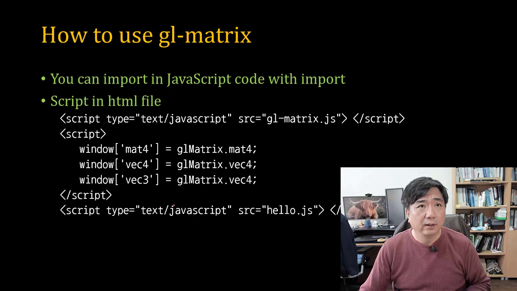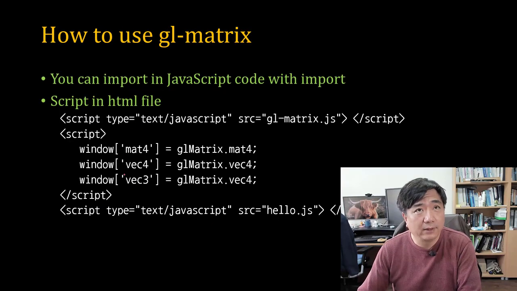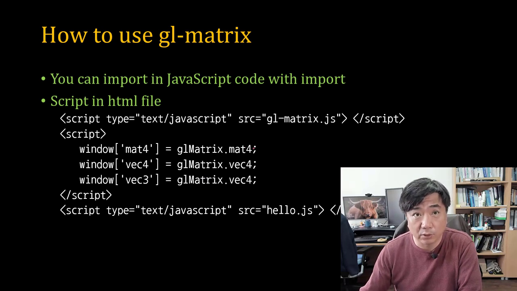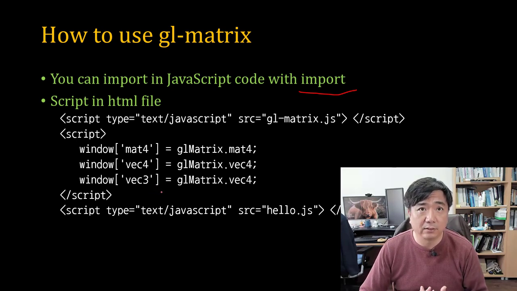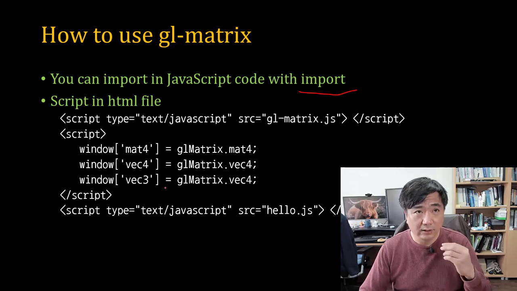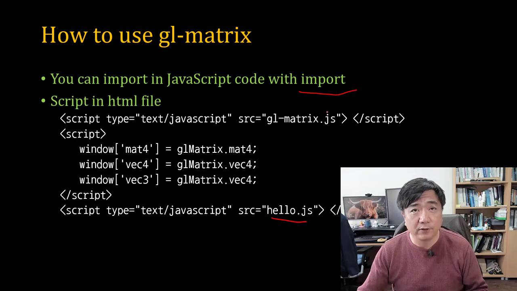Okay, and then how to use gl-matrix? We should import the gl-matrix code into our sample code. The first way is to import it in the JavaScript code with the import command. So it is possible to modify the hello.js file, and inside the hello.js file we can add an import statement. So it is possible to import gl-matrix.js with the import function.